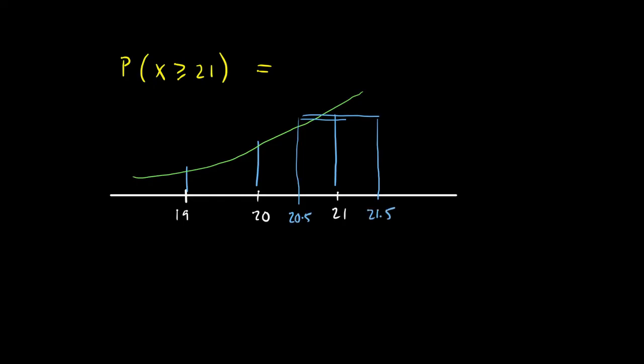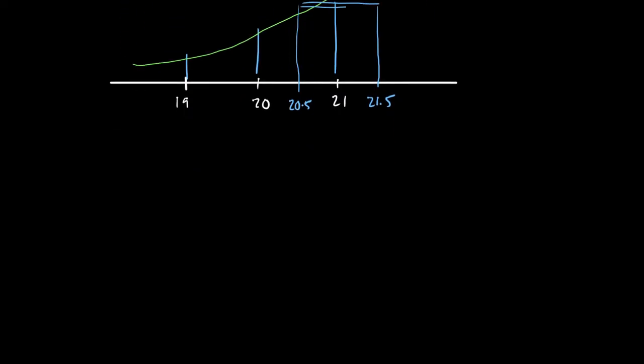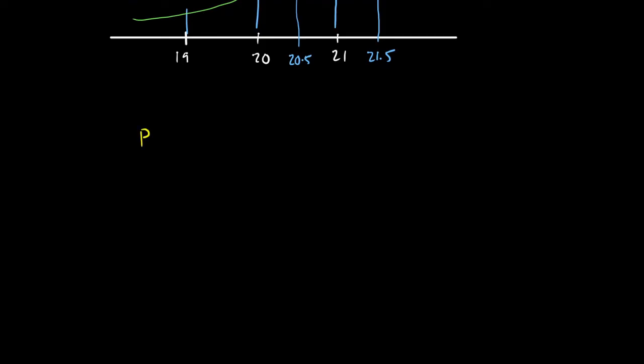Okay, so if we want to calculate the probability that X is greater than or equal to 21, then we need to actually include this part here using the continuity correction, right? So we are actually finding the probability that X is greater than or equal to 20.5, right? That's our continuity correction. All right, then let's try to do that. The probability that X is greater than or equal to 20.5.